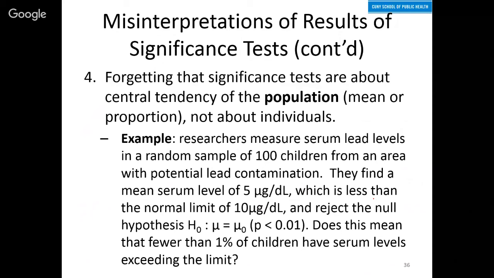But if you had a large sample size, you could imagine that even if you had a mean of 9.9 micrograms per deciliter, you might still reject that null hypothesis with a small p-value, even though almost half of the children exceeded the limit. So it's just about that central tendency, the mean. This test does not provide any protection against individuals exceeding the limit. So it's probably not even a very appropriate test to be using in this case if you don't want anyone to have blood levels above this safe limit.